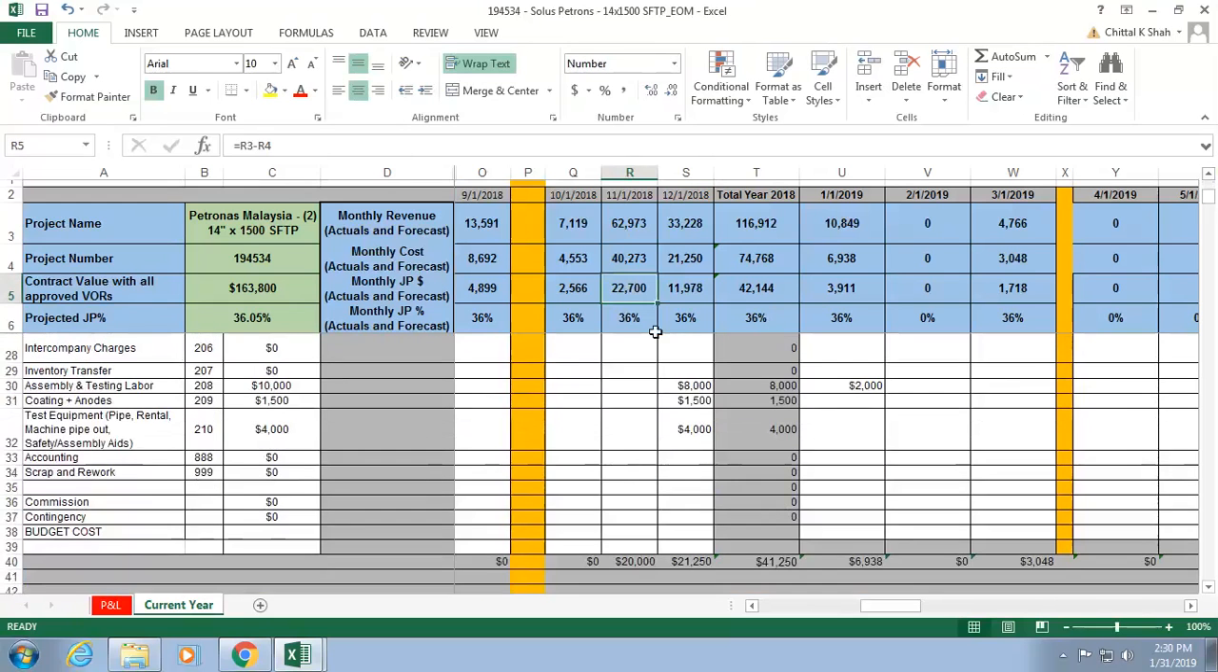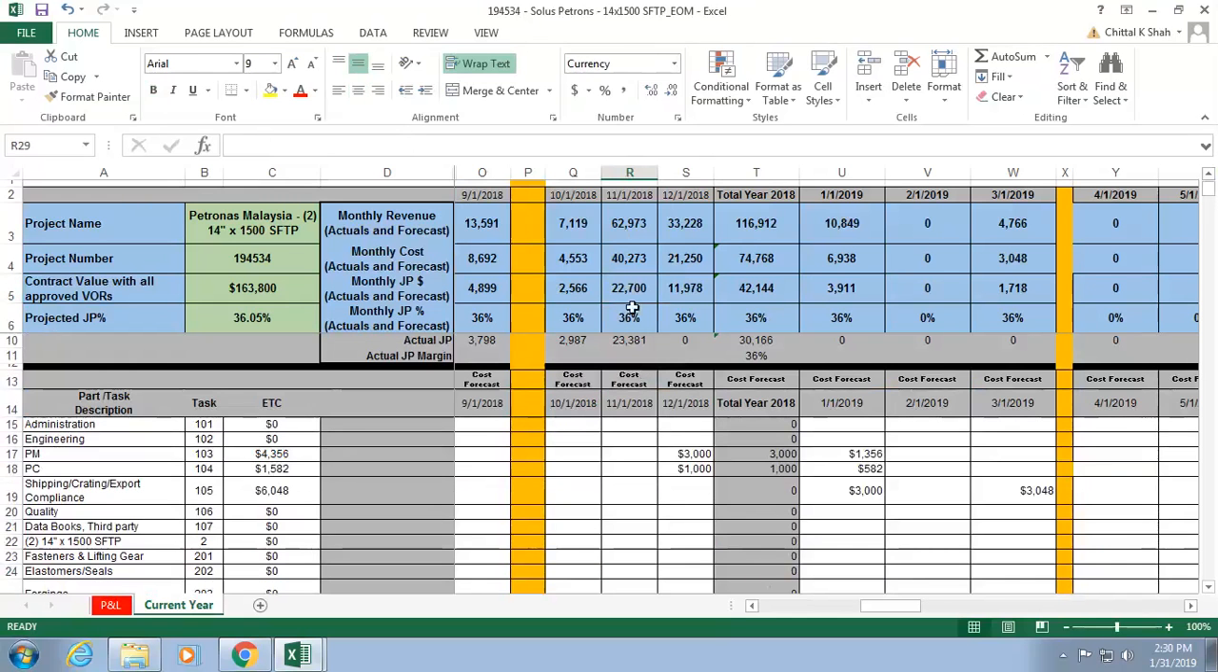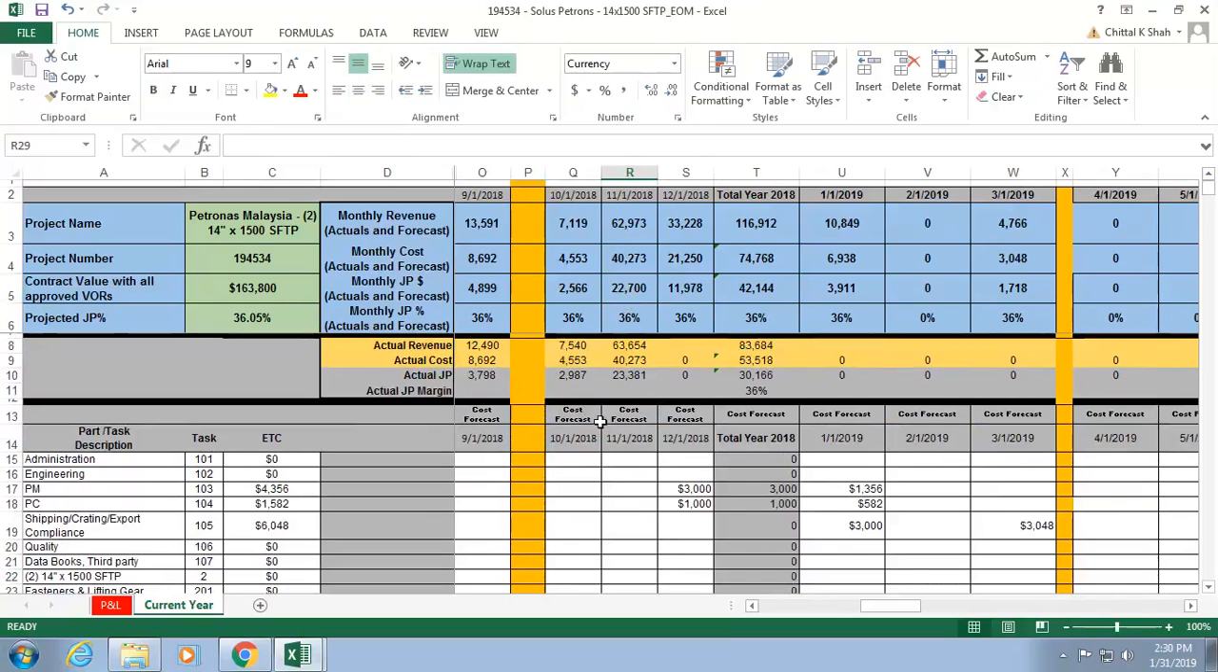2270, it takes your cost and multiplies it with the current JP and tells you that's the revenue you're going to generate for that month. So what happens is, first time around when you go and build this file, you're going to have all your budget as ETC.